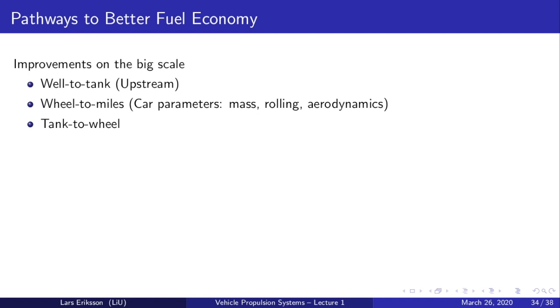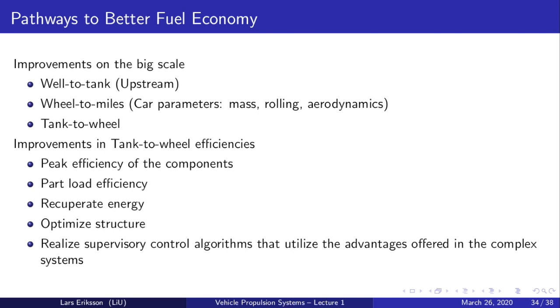When we look at how to improve the fuel economy, we can do improvements on the big scale. We have the well to tank efficiency, that's upstream. We can do well to miles, the car parameters, mass, rolling resistance, aerodynamics, or we can do tank to wheel, which is the powertrain. The tank to wheel improvements are what we will be working with in this course.